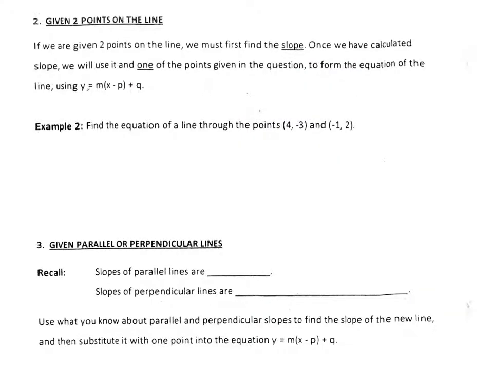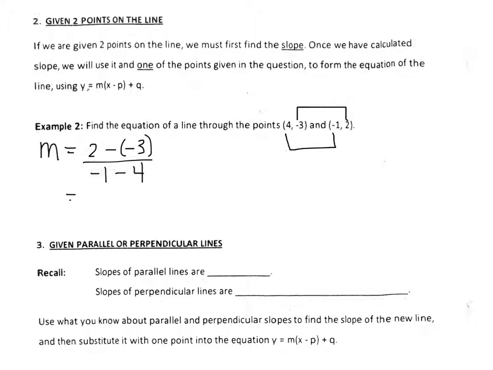If we're given 2 points on the line, then we have to first calculate slope using those 2 points. So in example 2, it says find the equation through the points 4, negative 3, and negative 1, 2. We're going to use our 2-point slope formula to calculate the slope of the line between those 2 points. So our slope is y2 minus y1, 2 minus negative 3, over x2 minus x1, negative 1 minus the 4.